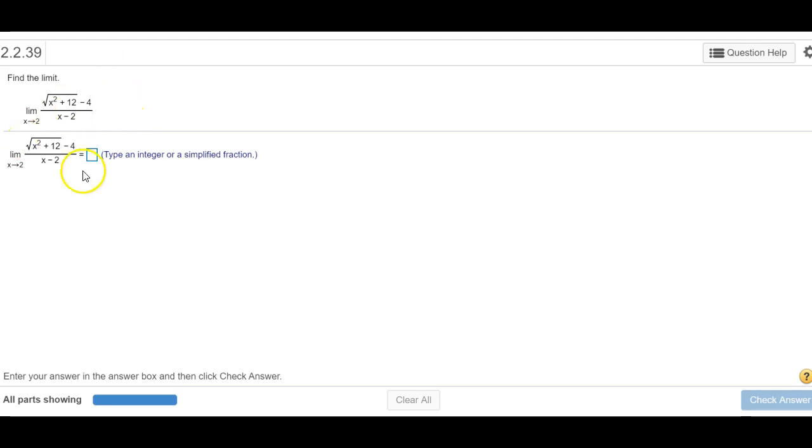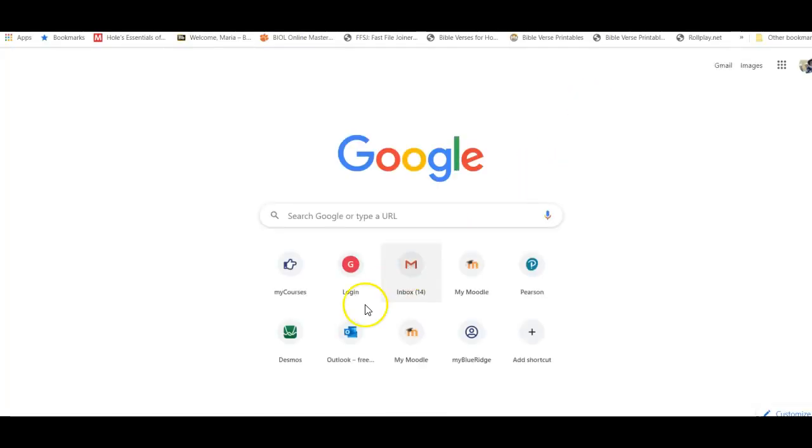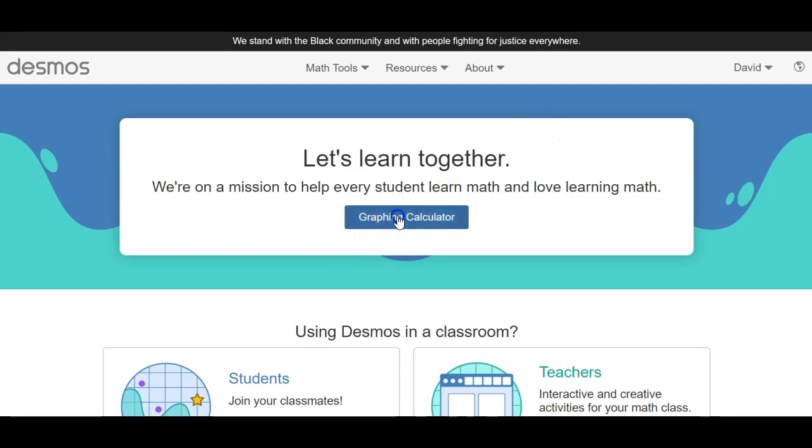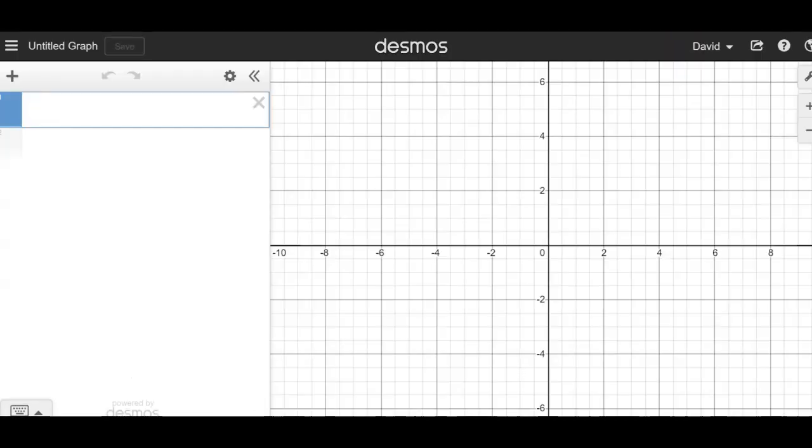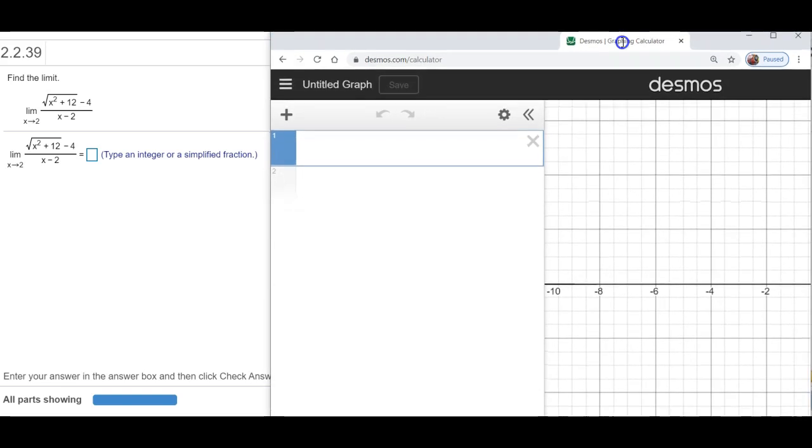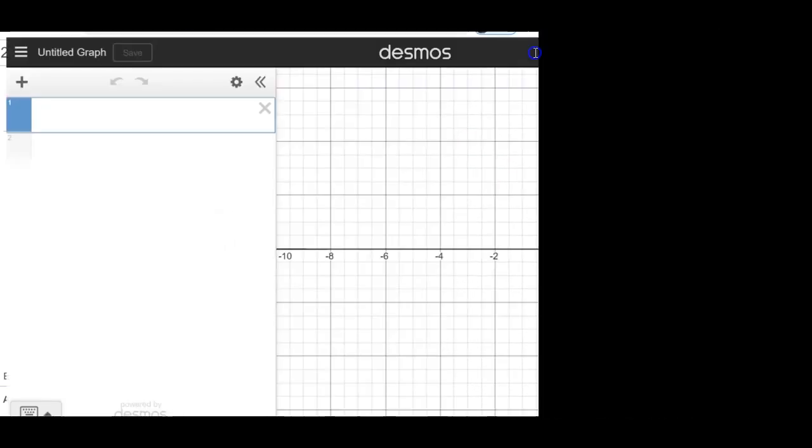Hello calculus class, let's look at a couple of limit homework problems. What I like to do with these problems is to open up Desmos and plug these functions, these expressions, into Desmos so we can just see what we should expect the limit to be.